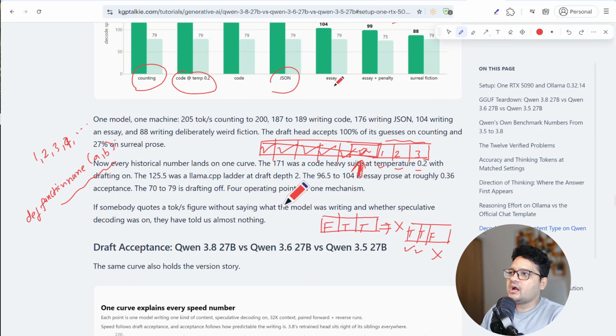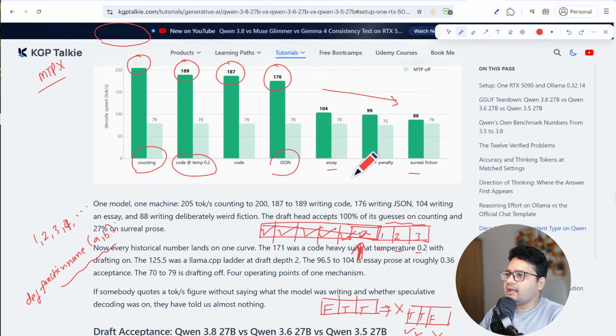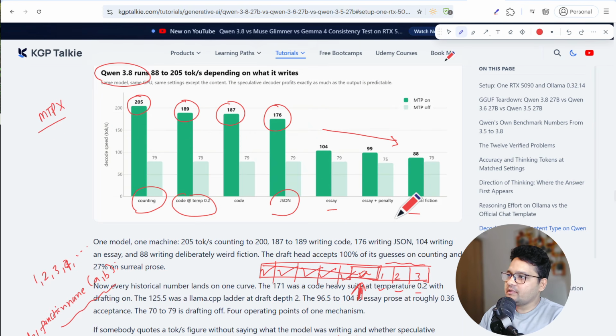But if you start writing an essay or a fictional story, then output sequences are not that predictive. Because of that, MTP does not perform as fast as it does on coding, counting, or JSON data generation. Even after that, you will notice MTP is giving us a faster response as compared to the base one.